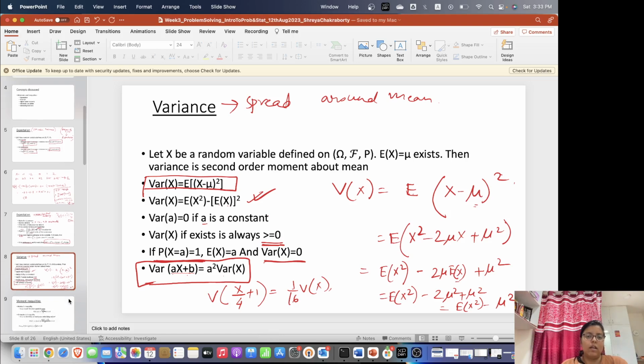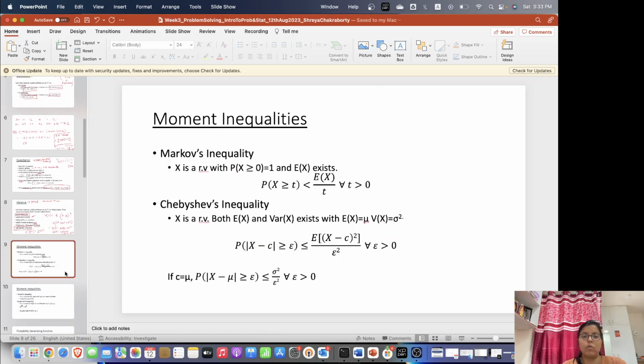Okay. Then we moved on to some moment inequalities. So this was Markov's inequality, which states that if I have a non-negative random variable whose expectation exists, then for any given t which is positive, this equation will hold. Probability x greater than or equal to t will be less than or equal to expectation of x by t. Okay, this proof was there in the lecture.